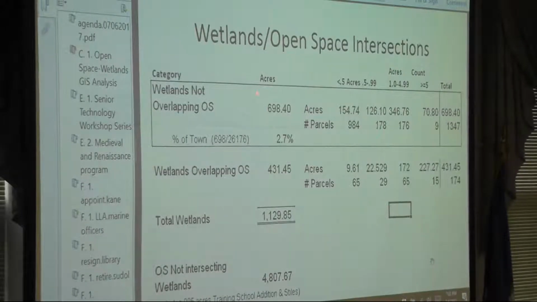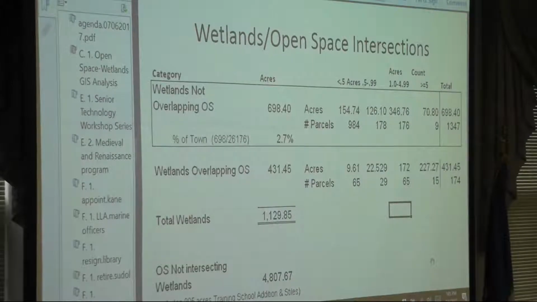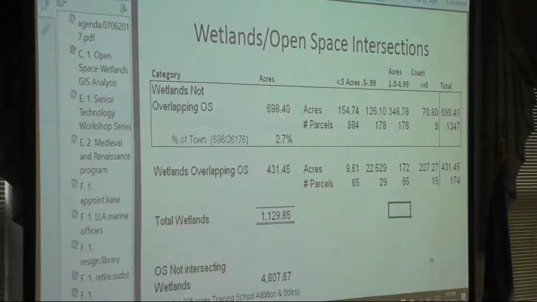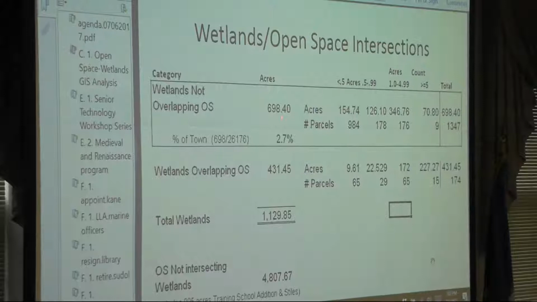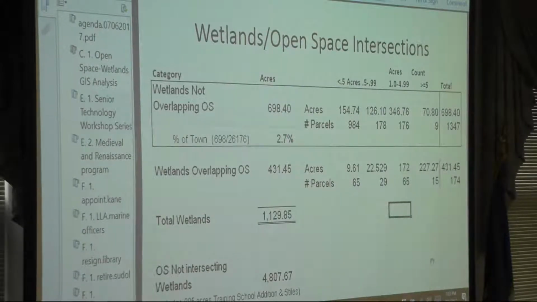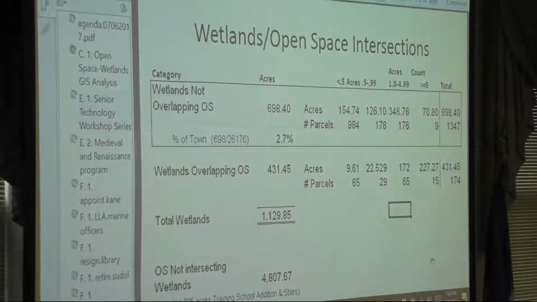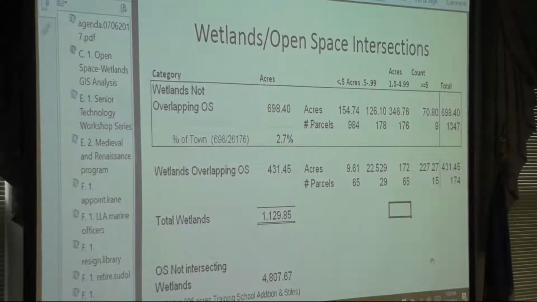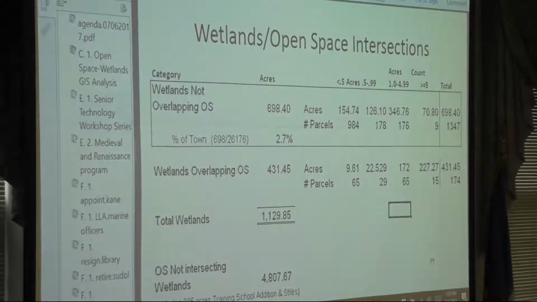The analysis showed that there are 431 acres of the red. Those little green areas are 698 acres. That 698 represents 2% of the 26,176 acres of overall property within the town.